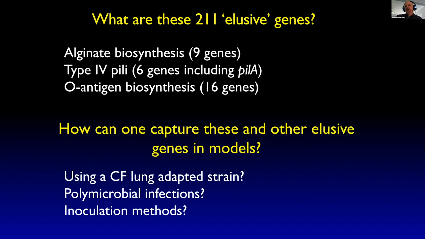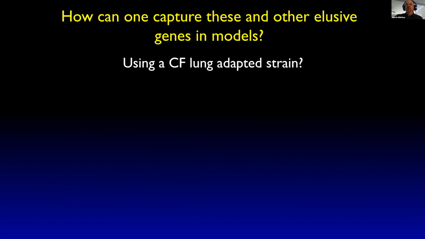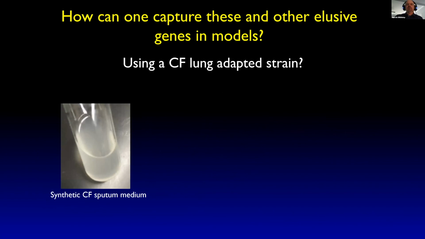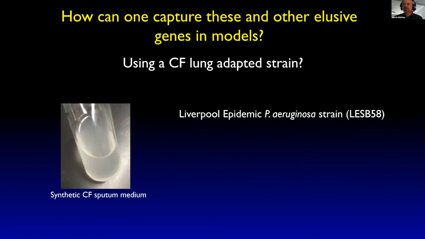And inoculation methods. We're trying all these things. So I just want to give you one more piece of data. So can we capture these? We wanted to use a CF lung adapted strain. Makes some sense, right? So we just took the LES strain. Everyone in CF in the UK knows about LES. And everyone's asking me, why did we pick LES? We picked LES because LES is not in the clinical samples that we used. So this is a strain that was not in any of the humans that we used. And I thought it was a cool way to test this.